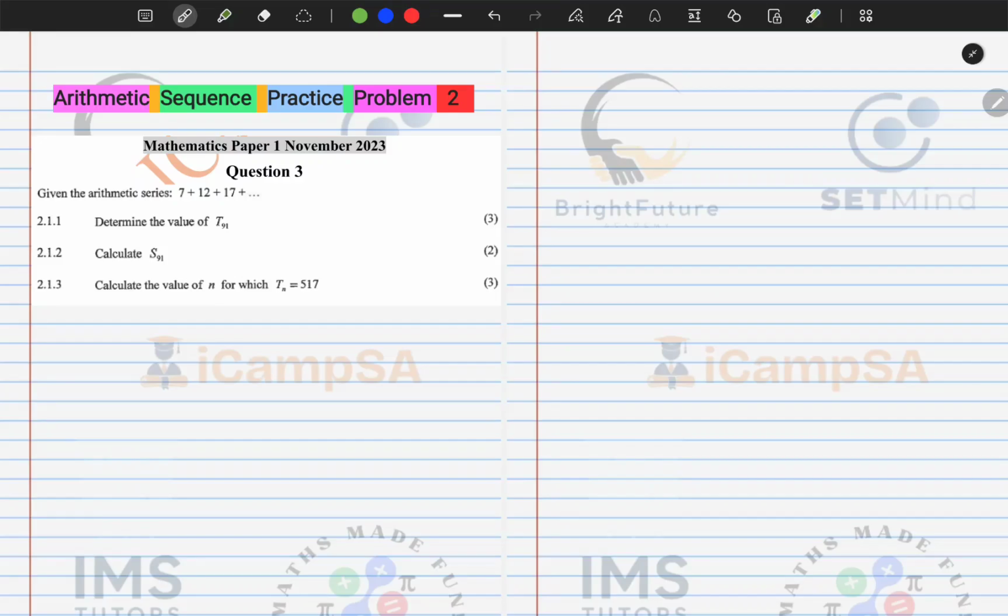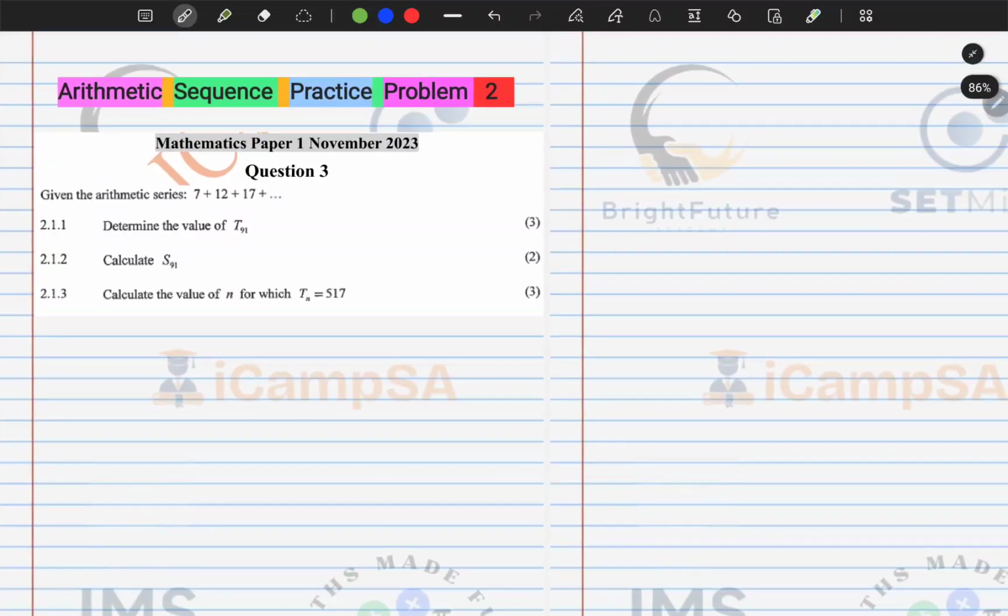And in this edition, we are looking at practice problem 2, and we're still looking at arithmetic sequences. This comes from paper 1 of the final November exam of 2023. We are given a series, 7 plus 12 plus 17, and we are required to determine T91. So let's go ahead and see how we do that.